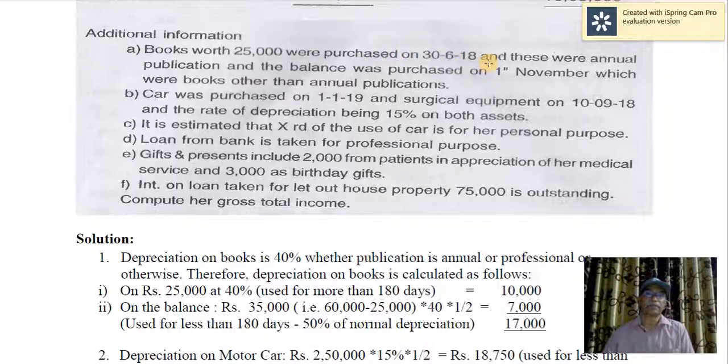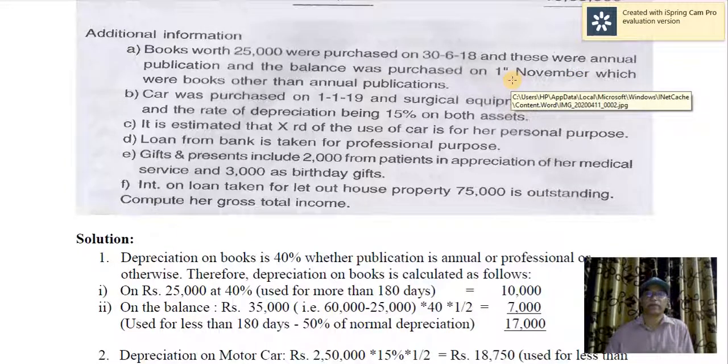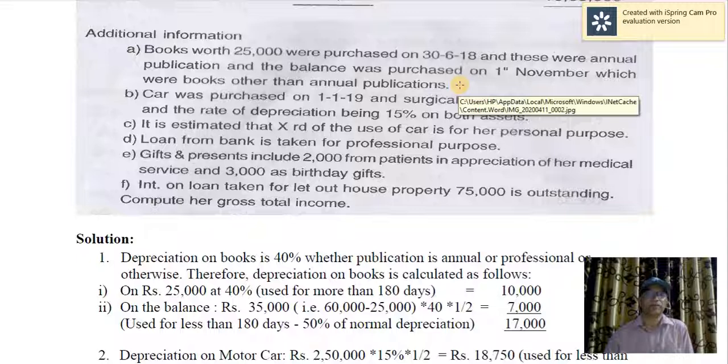And these were annual publication, and the balance was purchased on 1st November, which were books other than normal publication. See, at present, there is no difference regarding calculation of depreciation whether the publication is professional or otherwise, annual or otherwise. Therefore, normal depreciation at the rate of 40% is allowed in the case of books. So, 25,000 purchased on 30th June 2018, whereas the rest are purchased on 1st November. If you consider the date of purchase and compute the number of days between this date and 31st March, that will be less than 180 days. Therefore, 50% of normal depreciation has to be considered and it should be allowed. So, purchase of books is not allowed.